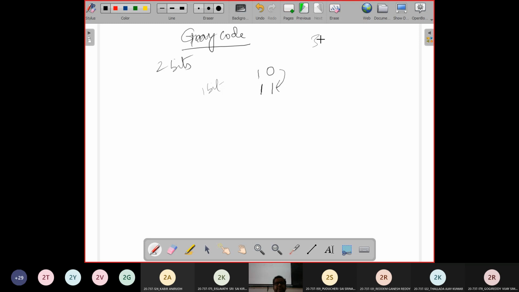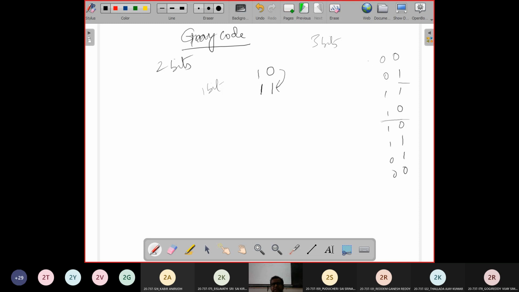Say for example, you consider 3 bits. I'll take something like this. I'm taking the mirror image of it: 0, 1 followed by 1, 0, followed by 0, 1, followed by 1, 0. Then what do I do? I take 2 zeros followed by 2 ones, then 2 ones followed by 2 zeros, which is the mirror image. Can you see? For the second column, this is the mirror image.